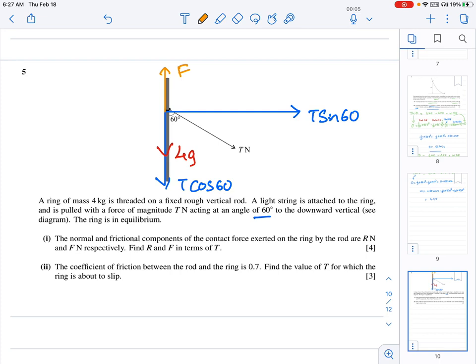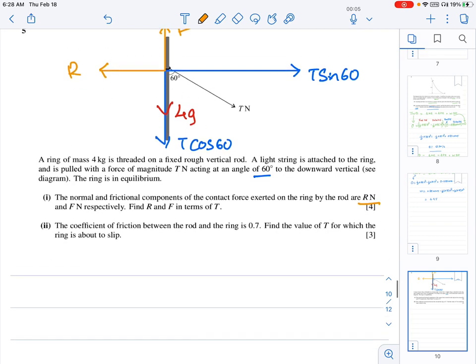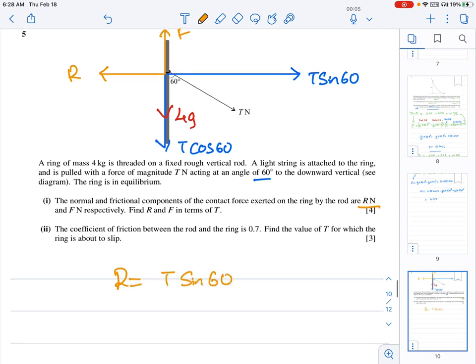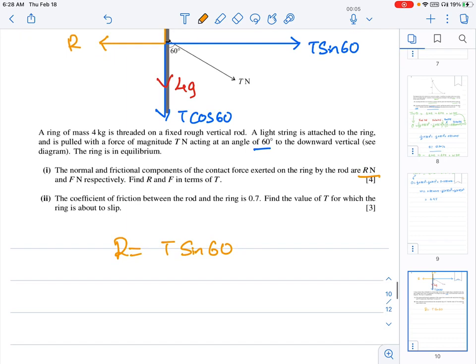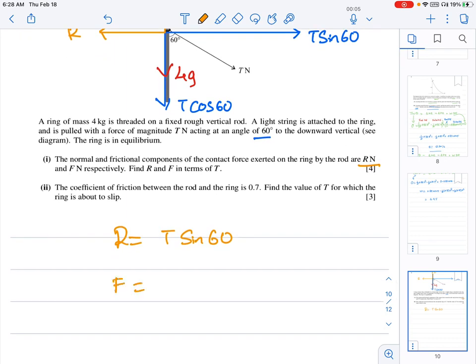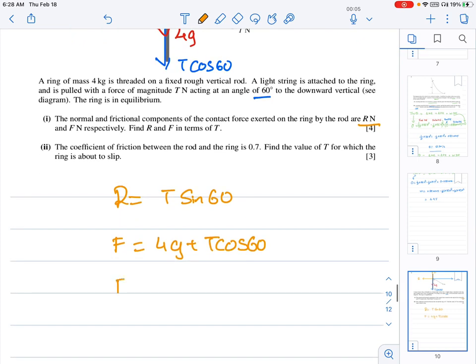The normal reaction, and the normal reaction is denoted by, what is that normal reaction? He told that the normal reaction is R. This is R. Find R and F in terms of T. So we can see that R is equal to T sin 60 because it is in equilibrium. Then F should be equal to 4g plus T cos 60. That is, F is equal to 40 plus T cos 60.